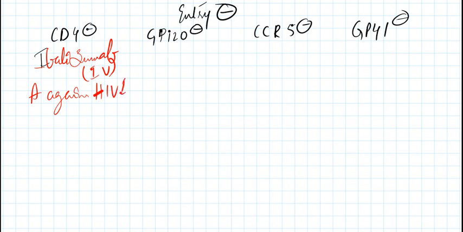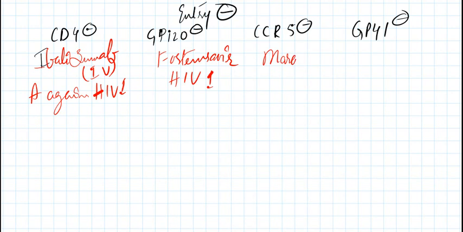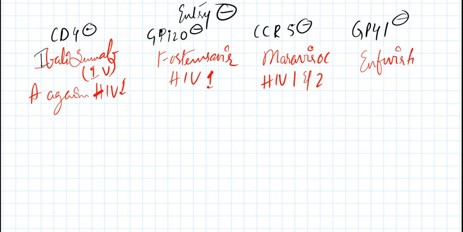The GP120 inhibitor is fostemsavir. It is active against HIV1. Next, the CCR5 inhibitor is maraviroc, and it is active against HIV1 and 2. Enfuvirtide is given subcutaneous, and it is a fusion inhibitor.